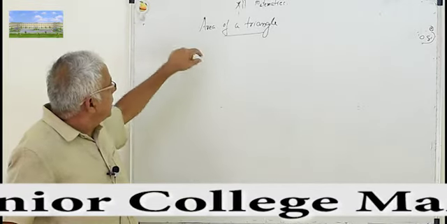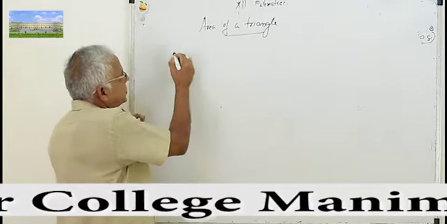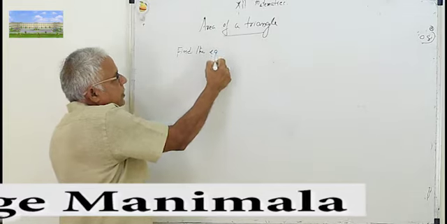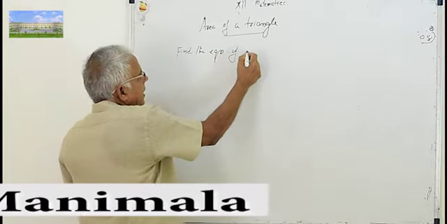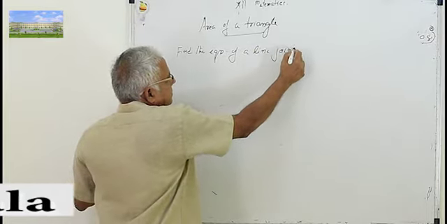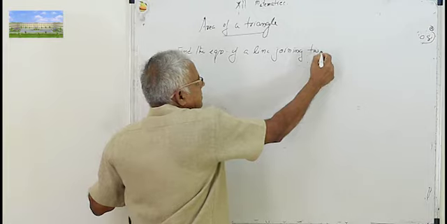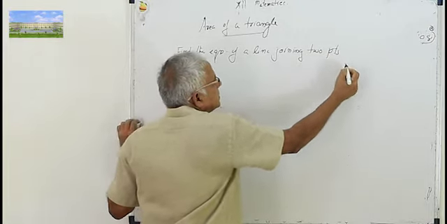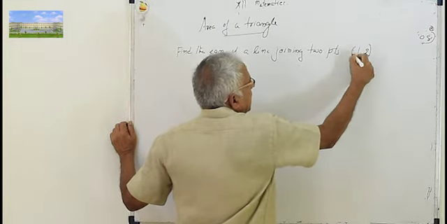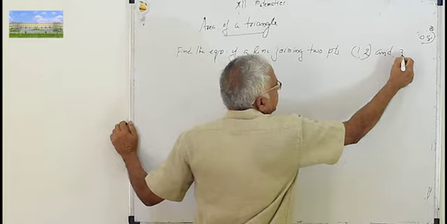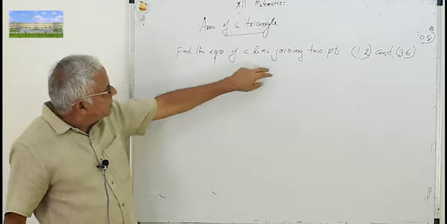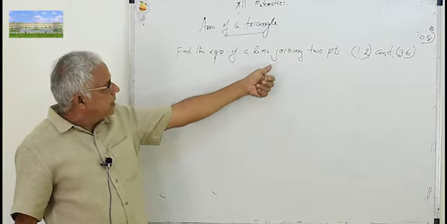Find the equation of a line. Next question, find the equation of a line joining 2 points, (1, 2) and (3, 6). You have studied this in coordinate geometry in first year.